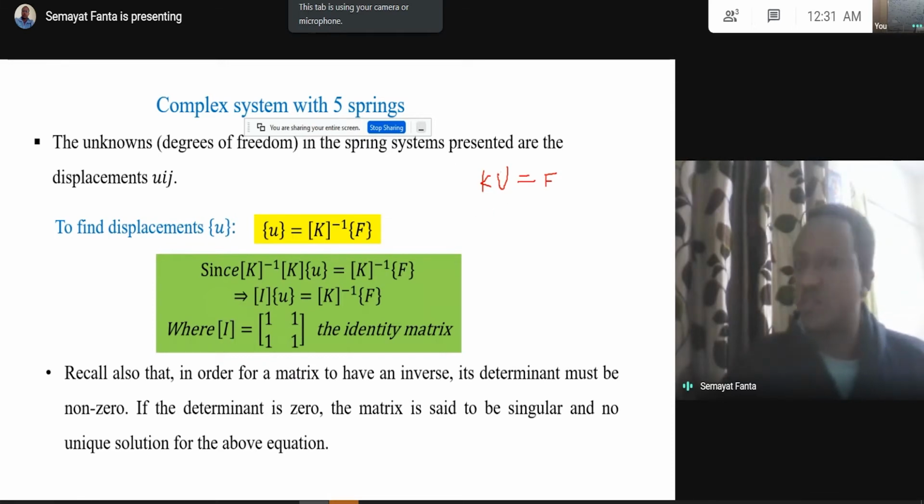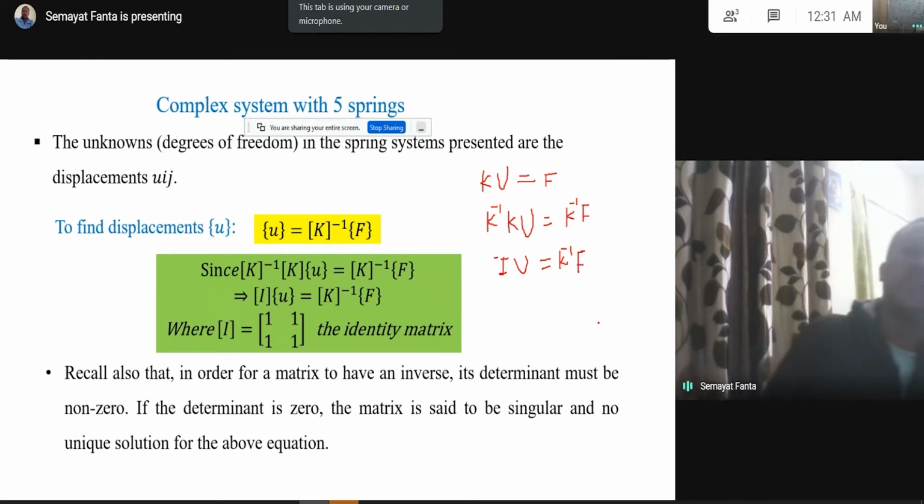Then, in order to take K out to the F side, we must multiply by K inverse. K inverse times K U is equal to K inverse times F. Now, this K inverse K is the identity matrix I. So I times U is equal to K inverse F.